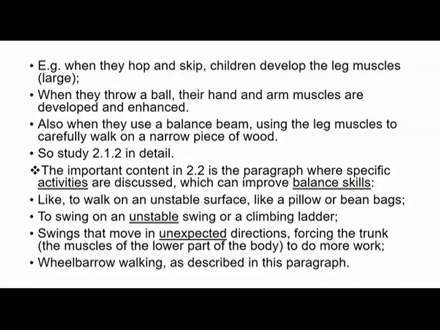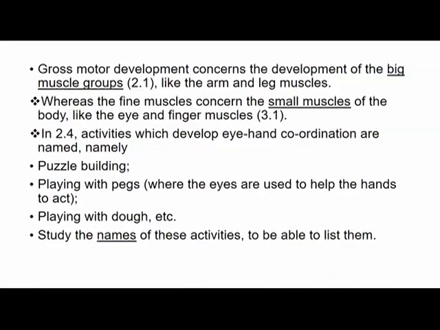The important content in 2.2 is the paragraph where specific activities are discussed which can improve balance skills, like to walk on an unstable surface like a pillow or beanbags, to swing on an unstable swing or a climbing ladder, swings that move in unexpected directions, forcing the trunk, that's the muscles of the lower part of the body, to do more work. Wheelbarrow walking, as described in this paragraph.